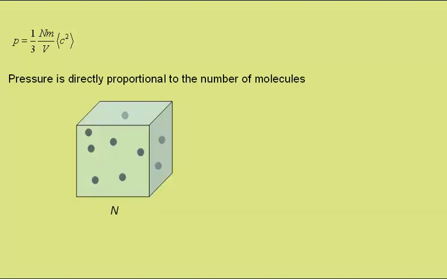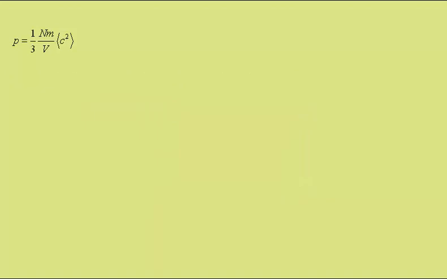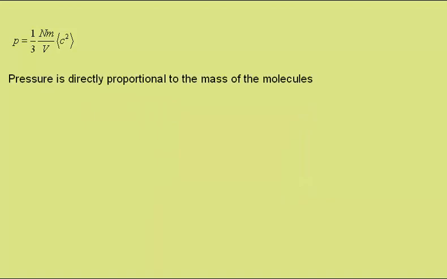So, here we have a number of molecules n. If we have a pressure p, we then have the same volume, but with twice the number of molecules, we would have twice the pressure. This is because there would be twice the number of collisions with the sides of the container over a given time. This equation also tells us that pressure is directly proportional to the mass of the molecules, again as long as the number of molecules, the volume, and the mean square speed remain the same.